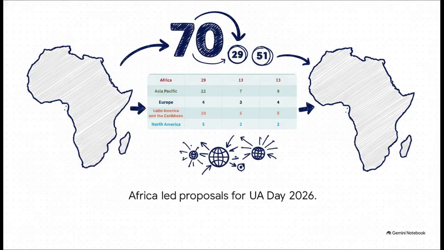And if we look at the raw proposal data, this local drive is even more apparent. Out of the 70 total worldwide proposals received by the review team, 29 came from Africa and 22 came from the Asia-Pacific. That means 51 out of 70 proposals, a massive majority, originated strictly from those two regions. It showcases an undeniable grassroots appetite from these communities to make their systems universal acceptance ready.